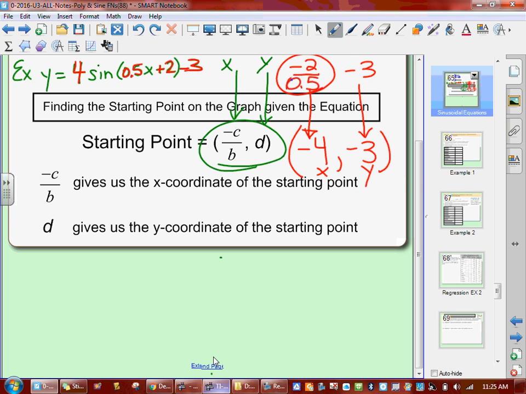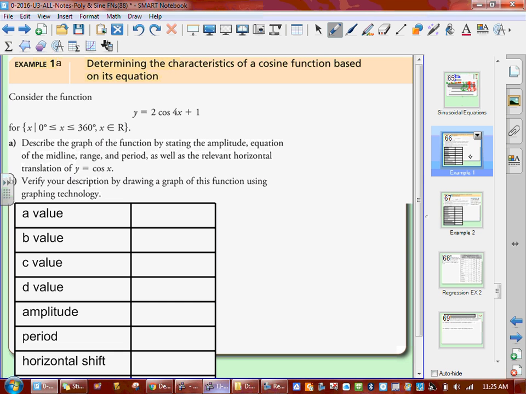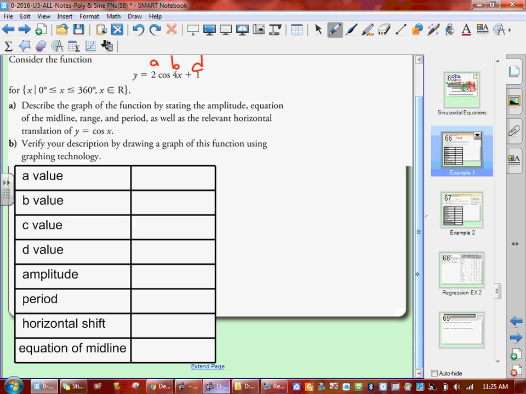The very first thing we are going to do is label the A, the B, the C, and the D. If there's no brackets, there's no C. So this one has A, B, and D. Now, it's telling me my domain. My domain is going to help because that's going to help me find my period. All right. A value, 2. B value, 4. C value, doesn't have one. D value, 1.